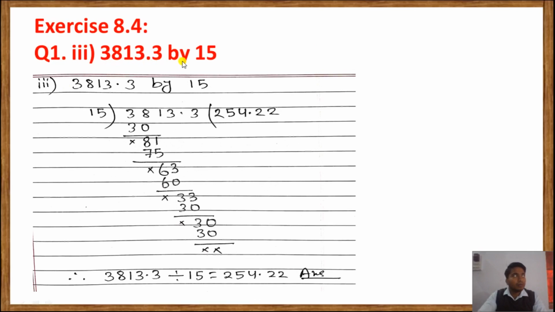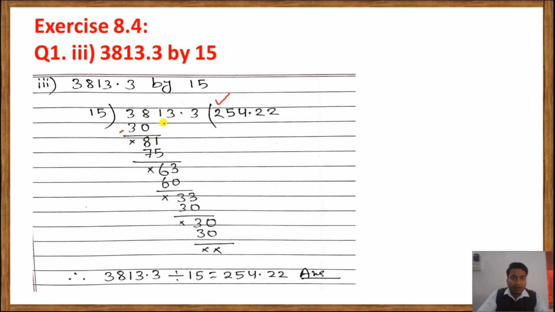3813.3, and this we have to divide by 15. Now how to divide, you know very well. So here we have to arrange it like this. First we'll take a 2-digit number. Here you can see we have 38, which is greater than 15, so easily we can divide. First it will go 2 times. When we multiply 15 by 2 we'll get 30. When we subtract we'll get 8 here.